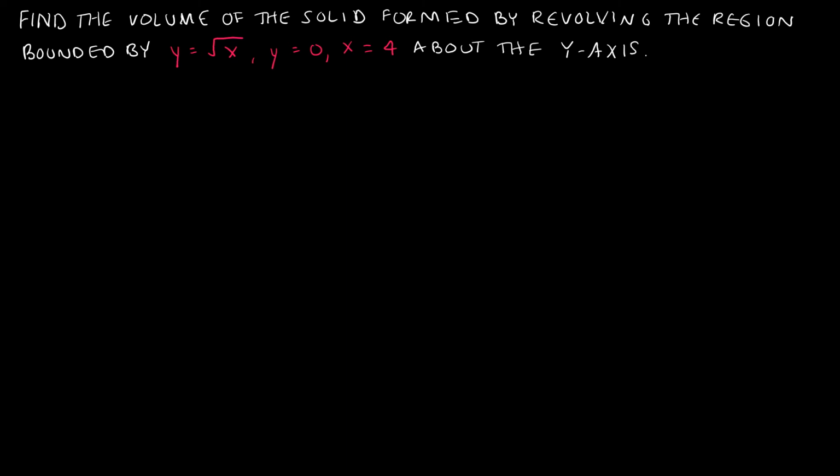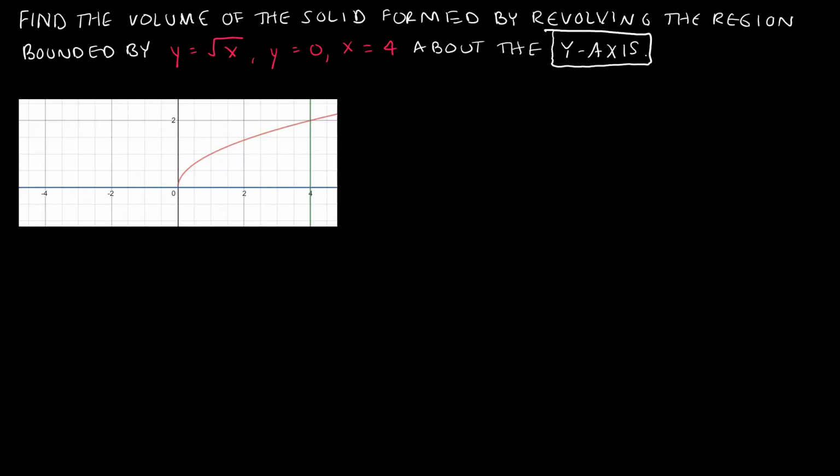Let's take a look at a first example together. I want to find the volume of the solid formed by revolving the region bounded by y equals radical x, y equals 0, and x equals 4 about the y-axis. We're starting with a y-axis question so we can differentiate with respect to x. The first thing I would do is graph, to give me an idea of the figure I'm working with. This is the region that we're talking about.